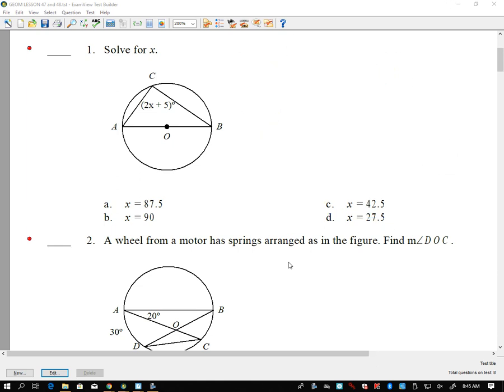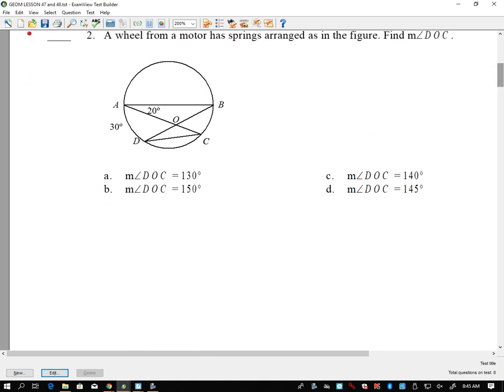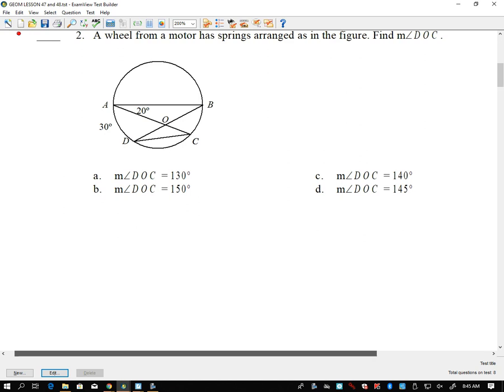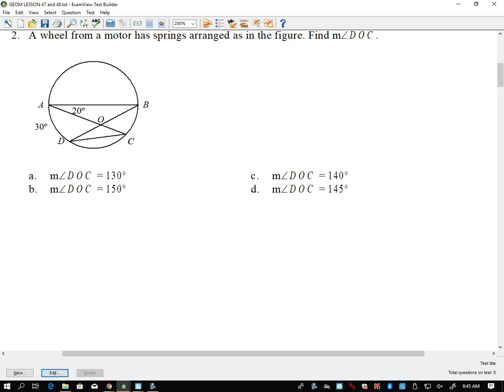All right, let's look at another one. This one's a little bit more complicated, and because it's more complicated, I would say that chances are you'll see this on a test. I want to see what you guys can come up with here. We want to find the measure of DOC. So I'm going to go ahead and show this to you. DOC. We want to know what that angle is right there. How do we do this? There is a way, but it may take a few steps.